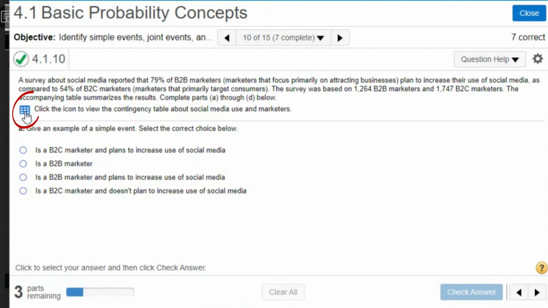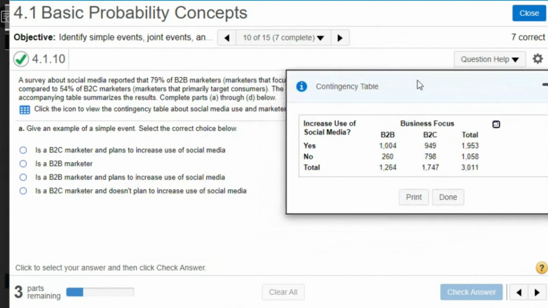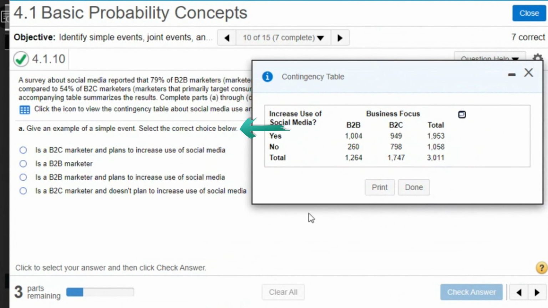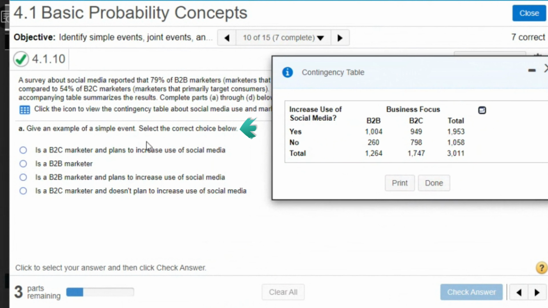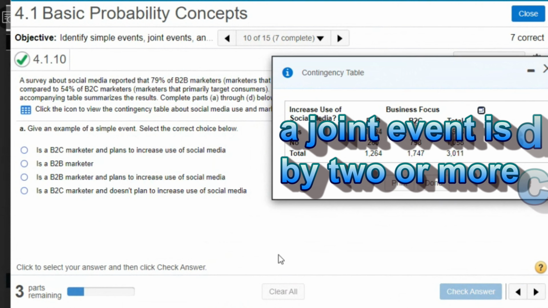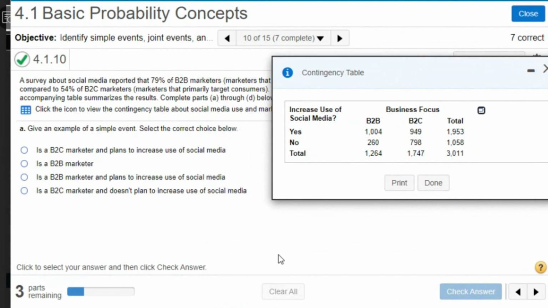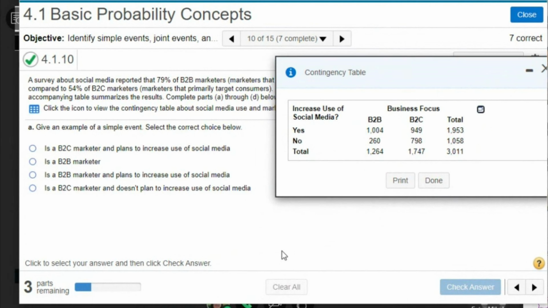Okay, so if you click on this icon, you'll see the contingency table pop up. So the first question is, give an example of a simple event. Now remember, a simple event is an event that is described by one characteristic. A joint event is described by two or more characteristics, so it would have the word "and" in it. So let's take a look and see if you can identify a simple event. Remember, we're starting out with some simple problems now, and then towards the end of this video, I'll do more difficult problems, so feel free to skip ahead if you feel this is too easy for you. So take a look and see if you can identify a simple event.